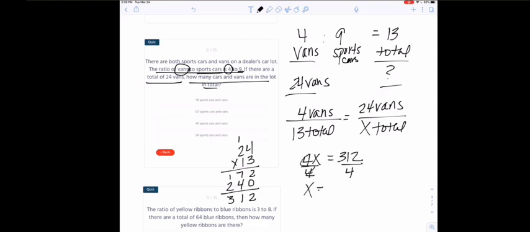Now we're going to divide by 4 on both sides so we can isolate the x. X equals, let's do 312 divided by 4. So 4 can't go into 3, but 4 can go into 31 7 times. 4 times 7 is 28. 31 minus 28 is 3.